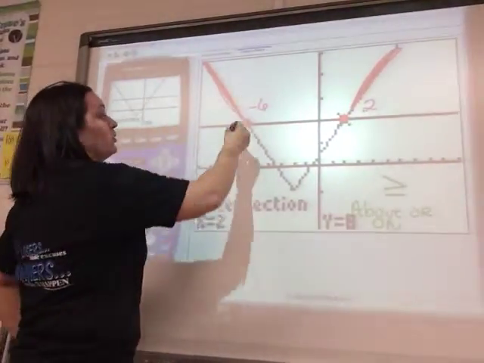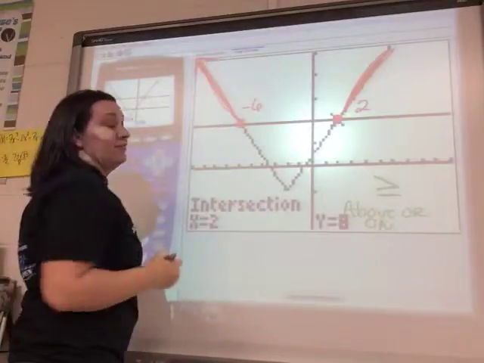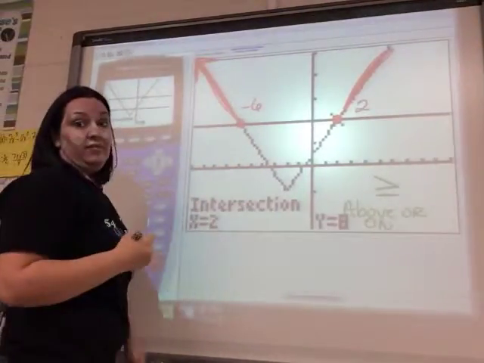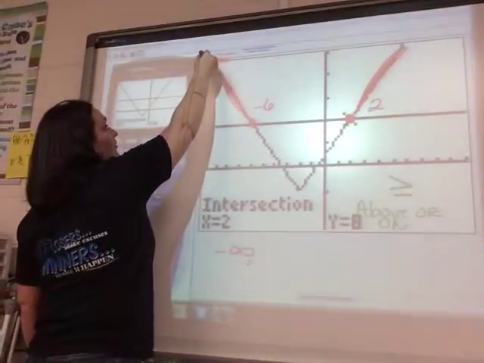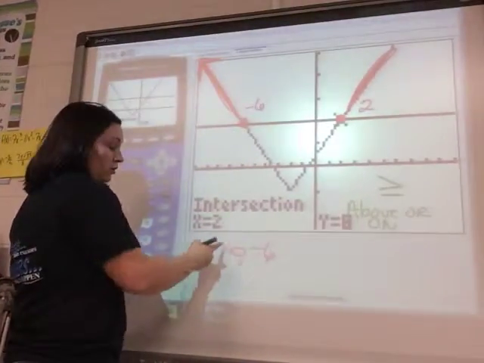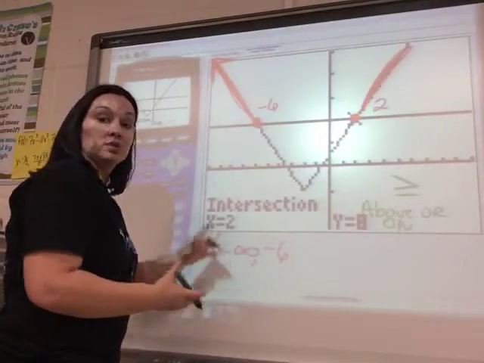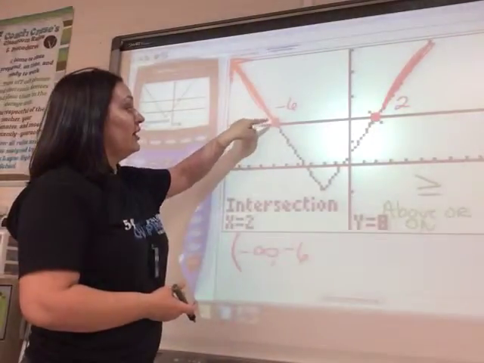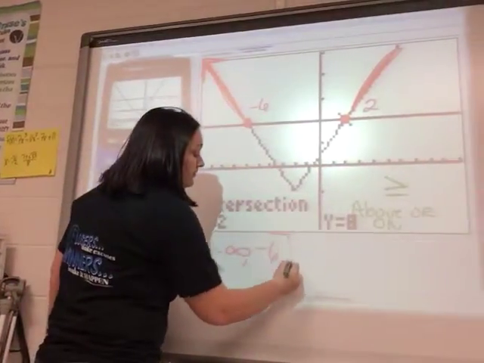Well, if you look and notice what's happening, this is going to go on for infinity. And in fact, it's going to go left. So it's going to go on for negative infinity. We're above all the way from negative infinity until we get to negative 6, and that's when we get on the line. Well, infinity always has parentheses because it's not definite. You can never touch it. You can never include it. So it's going to be a parenthesis. But negative 6 in this case, because it's on the line and we want it on the line because we have an equal to, it's going to be a bracket.